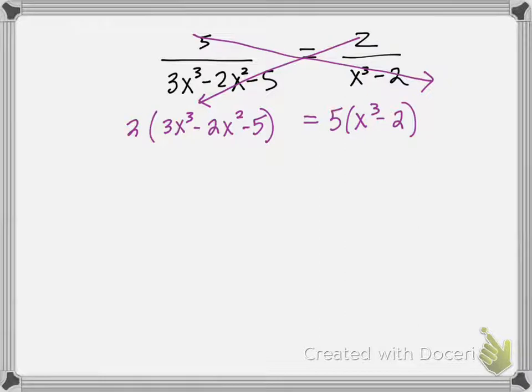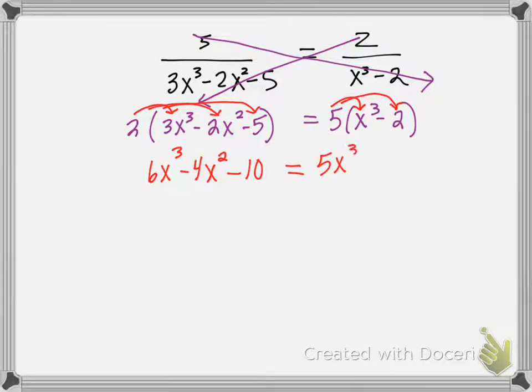Now we're just going to distribute a 2 to all three terms. Okay, so 2 times 3x to the third is 6x to the third. 2 times negative 2x squared is negative 4x squared. And 2 times negative 5 is negative 10. And that's equal to, let's distribute the 5 to both terms. 5 times x to the third is 5x to the third. And 5 times negative 2 is negative 10.